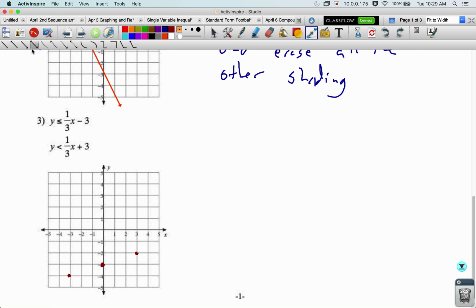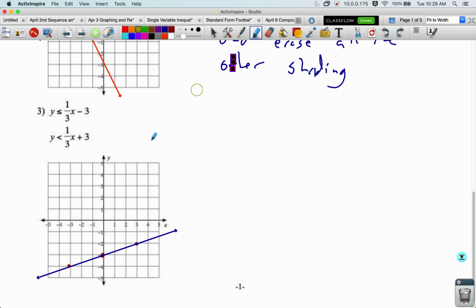Let's pick a nice solid line here. All right, this one is less than, so we're going to shade lower. So I'm shading down here for this one.